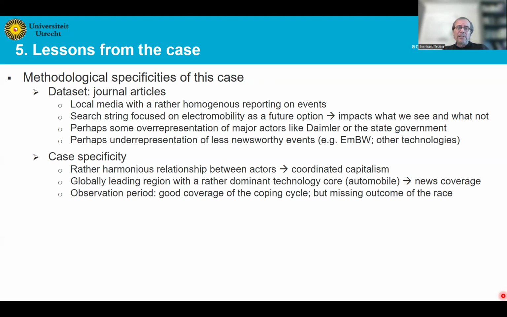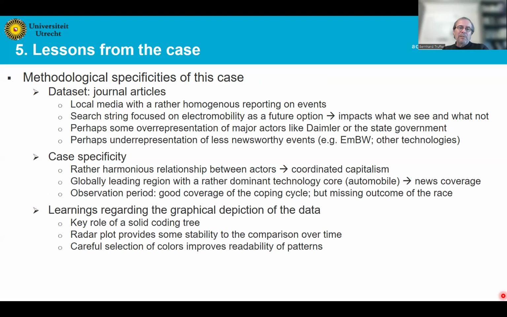With regard to the observation period, we think we have a very good coverage of the coping cycle. But of course, it's very hard to predict anything about the outcome of the race. Whether Baden-Württemberg will be successful in their approach to coping with the topic is, of course, for the future to see.